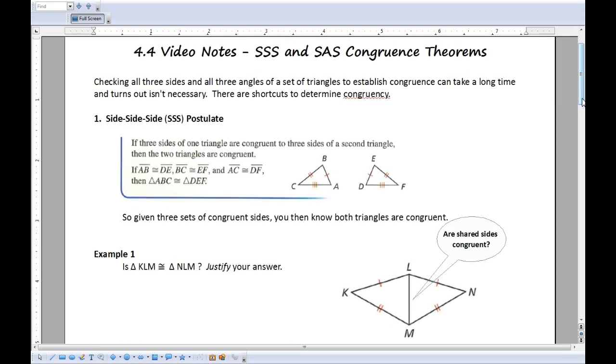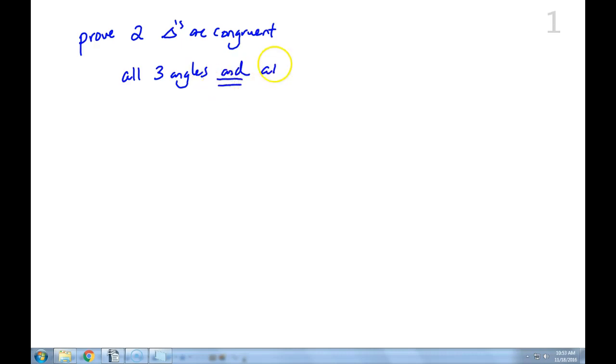In the previous section, in 4.3, if we wanted to prove that two triangles are congruent, what we had to do was prove that all three angles and all three sides were congruent. So basically we needed 6 parts. We had to get everything.